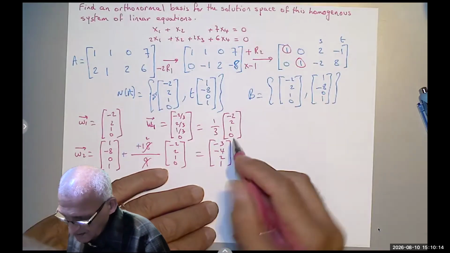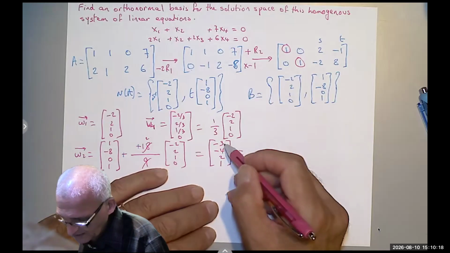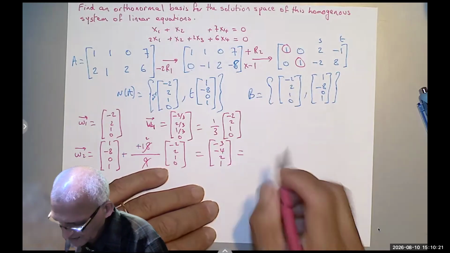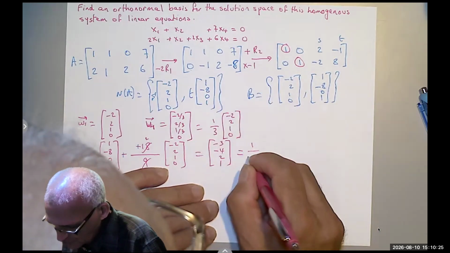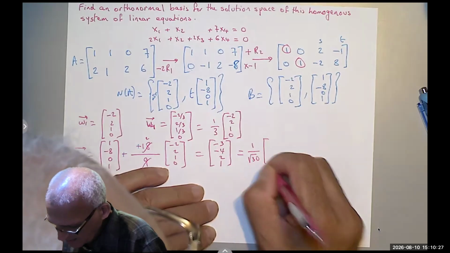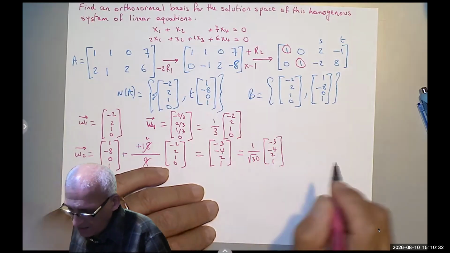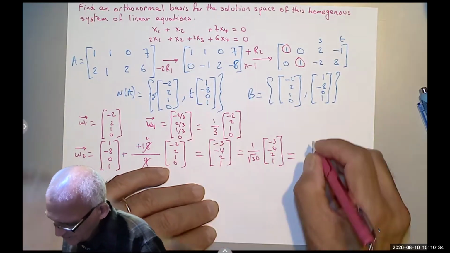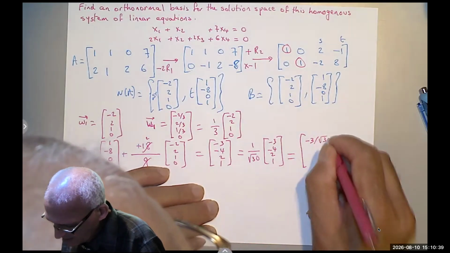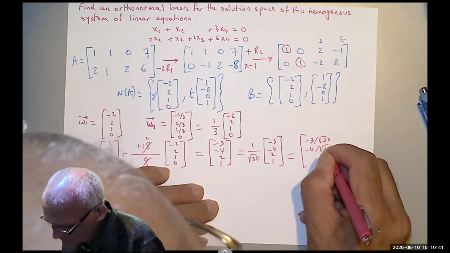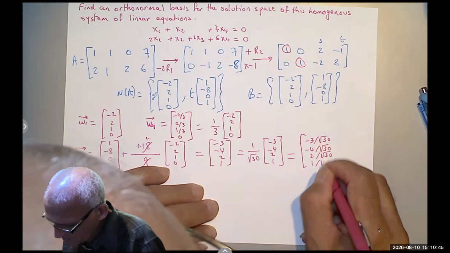Now, if you square, I know 3 and 4 will give me 25, like 5 squared, plus 4 is 29, plus 1 is 30. I take it out as 1 over the square root of 30 times -3, -4, 2, 1. Or if I want to write it in this form, it would be -3 over root 30, -4 over root 30, 2 over root 30, and 1 over root 30.